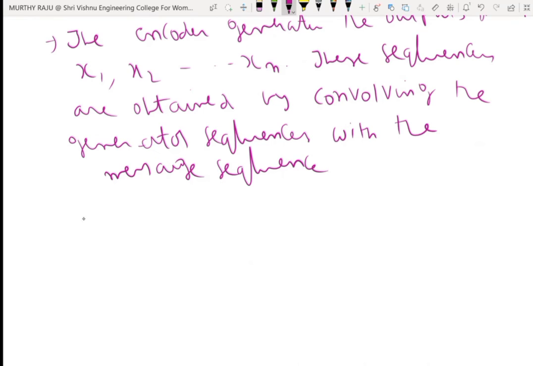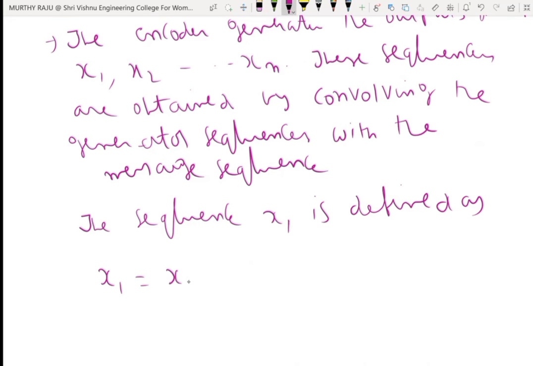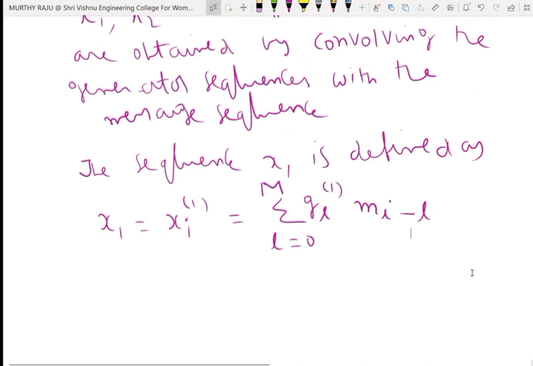According to the algorithm, the sequence x1 is defined as x1 is equal to xi of 1, which is the sum over L equal to 0 to M of g_L of 1 times m of i minus L, where capital M is the number of flip-flops required to store the previous bits, and i is equal to 0, 1, 2 and so on. Here this L value changes from 0 to M.